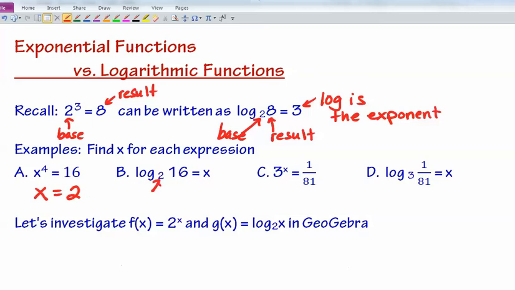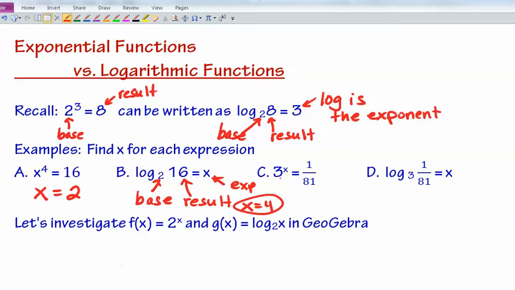So this statement in A should give us a big clue about the statement in B. Our base is 2, so we're looking for an exponent on the base 2 to produce the result of 16. We just found out that 2 to the 4th power is 16, so our x value is the exponent that we're looking for, an exponent of 4. So the logarithm of 16 in base 2 is equal to 4.